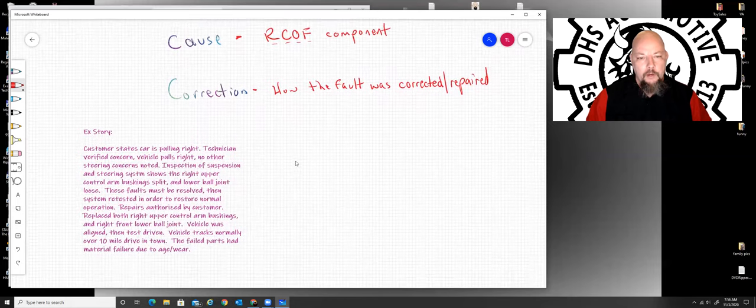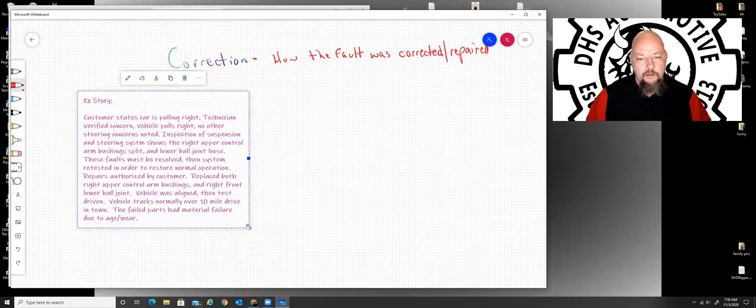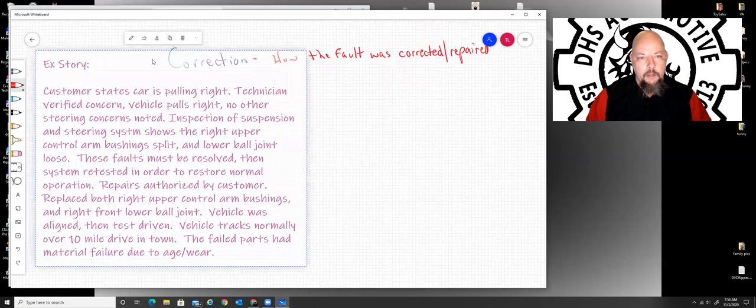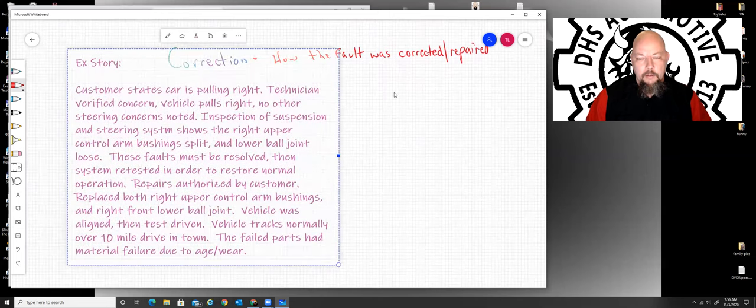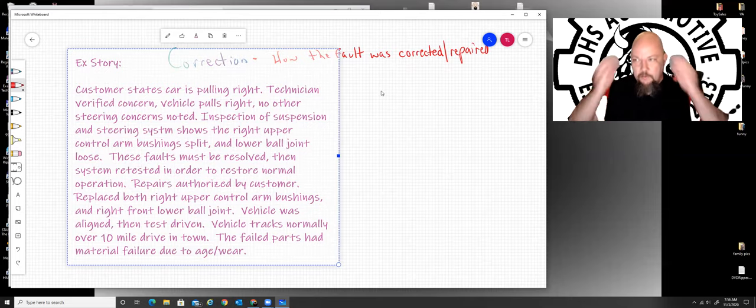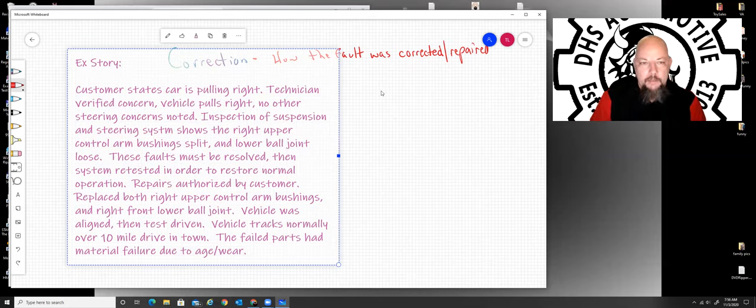We have a little story here that I wrote and is extraordinarily simple and very, very generic. Not as far as writing for legal purposes, what I would call the best, but it was pulled out of my head without having seen the vehicle. So I'm just trying to imagine something generic and very basic here. And this is just an example. And this whole thing can apply to just about any way you would talk about concern, cause, and correction, okay?